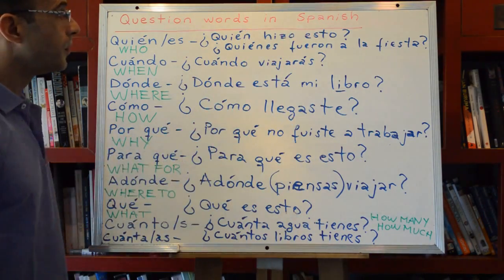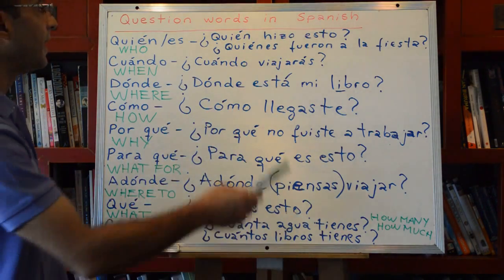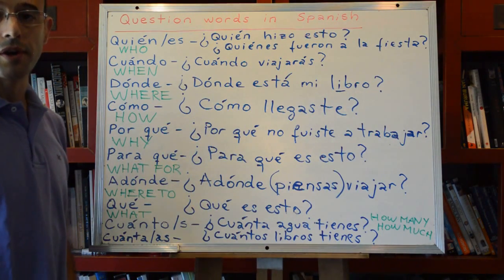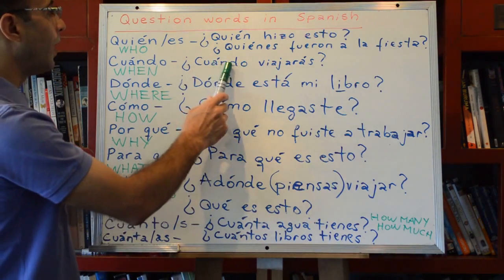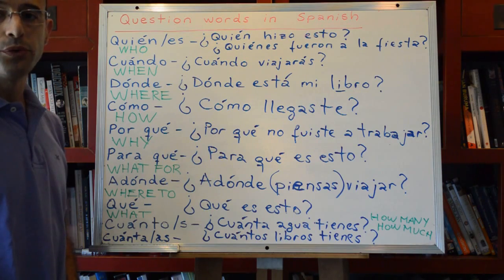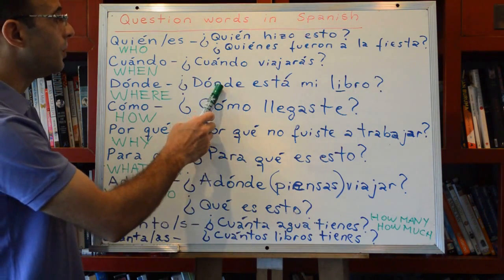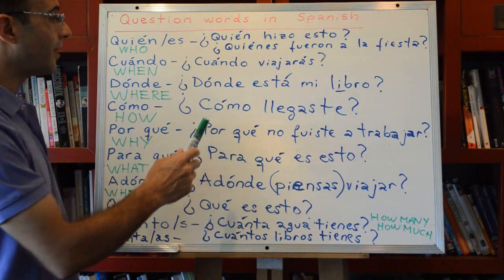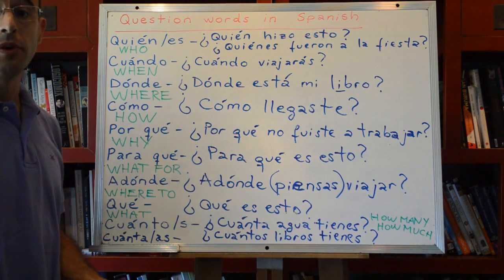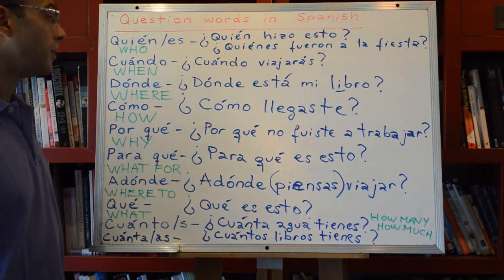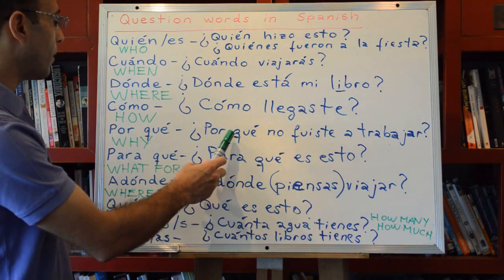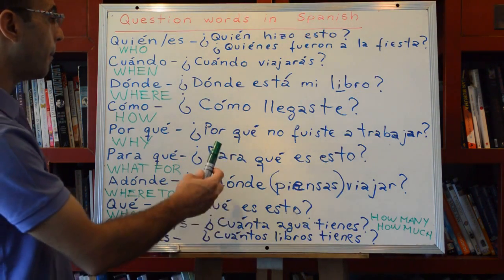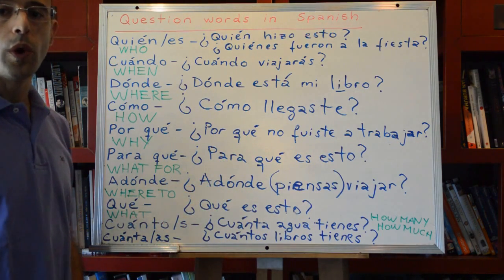¿Quién hizo esto? Who did this? ¿Quiénes fueron a la fiesta? Who went to the party? ¿Cuándo viajarás? When will you travel? ¿Dónde está mi libro? Where is my book? ¿Cómo llegaste? How did you arrive? ¿Por qué no fuiste a trabajar? Why didn't you go to work? ¿Para qué es esto? What is this for?